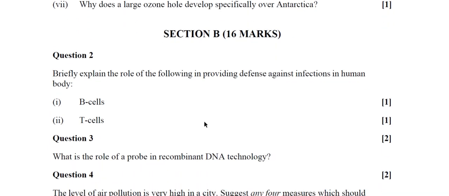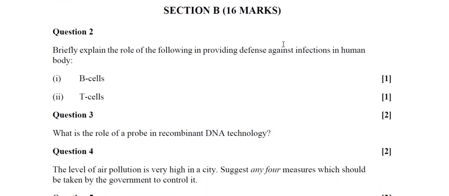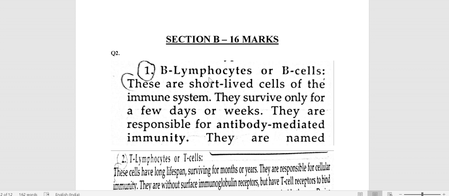Now come to section B, which is 16 marks. Question number 2: briefly explain the role of the following in providing defense against infections in the human body. Number 1, B cells, and number 2, T cells. Come to the answer. I have prepared everything here. B cells are also called B lymphocytes, and they are short-lived cells of our immune system, surviving only for a few days or weeks.